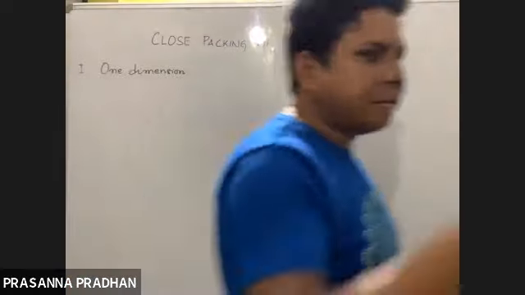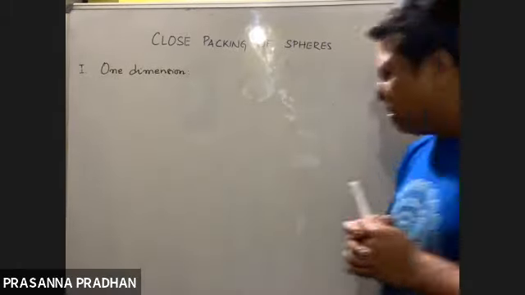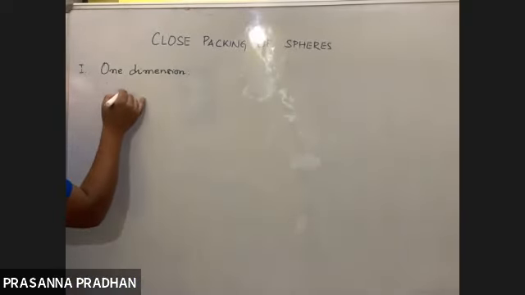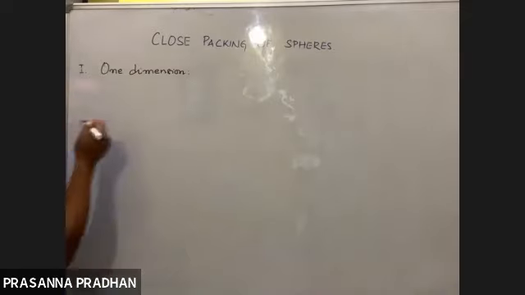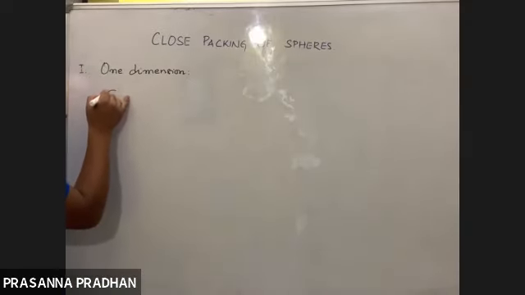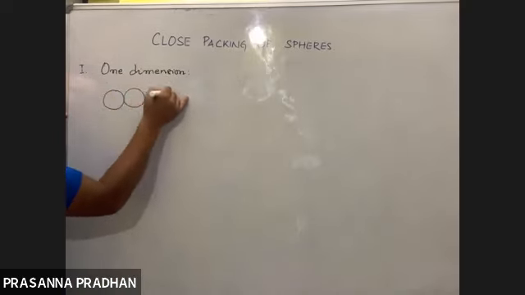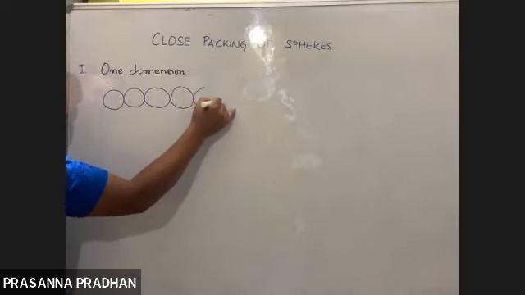Two dimension means along two axes. Three dimension means along three axes. Arrangement along three axes. Okay. So see, there is only one way of arranging the particles along one dimension. You can arrange the particles in a straight line like this. So there is no other way in which you can arrange these particles.